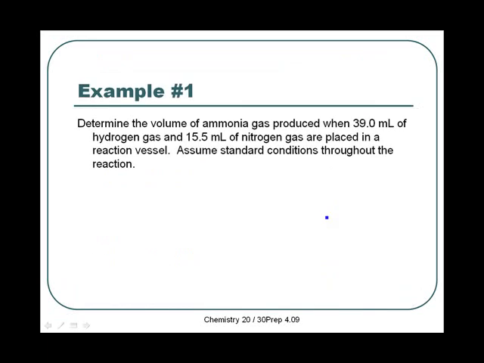So here we have a volume of ammonia gas being produced when some hydrogen gas and nitrogen gas are mixed. Assume standard conditions throughout the reaction. We want to find the volume of ammonia gas when we have a certain amount of hydrogen and a certain amount of nitrogen gas. This is a formation reaction, so we need to write a reaction down. Hydrogen gas, H2, and nitrogen gas, N2, are going to make ammonia, NH3, and again it's a gas.